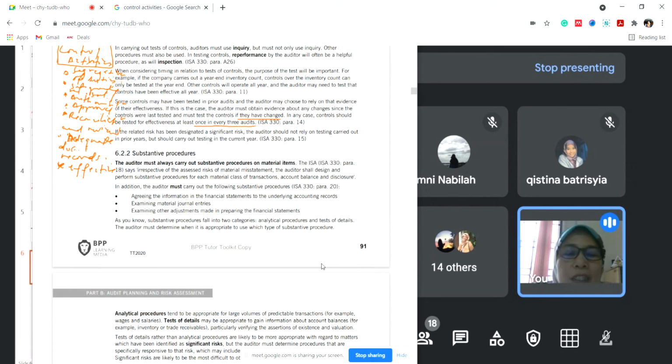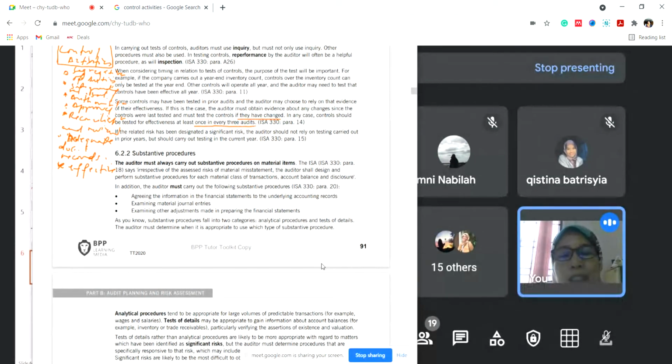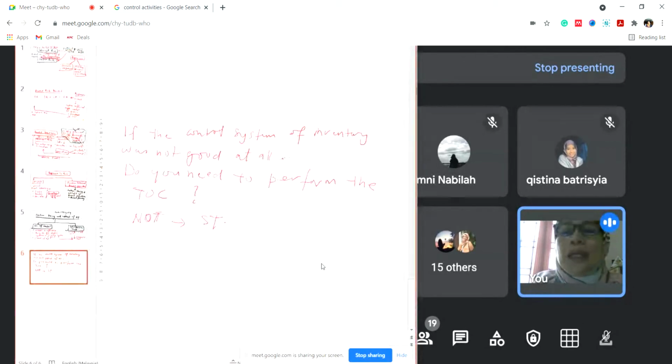So if let's say you have an audit on the first year, second year, third year, no need. But on the fourth year, if there are changes, then you have to test again. Okay, so you have to look at case by case. If let's say last year it was not effective at all, but maybe this year they have made changes in the system, then you have to put a test.